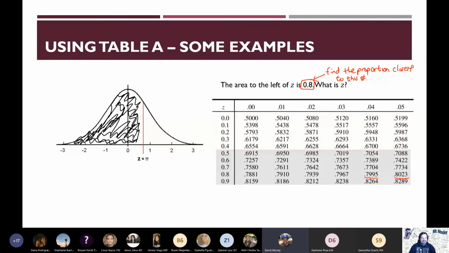And then 0.7995 is 0.0005 less than 0.8. So numerically, this is closer. So that's the value we're going to use in the table. That's as close as we can get. We cannot get any closer approximations. These are the only values we have to work with. So from this value, we're going to follow it back over to the left.